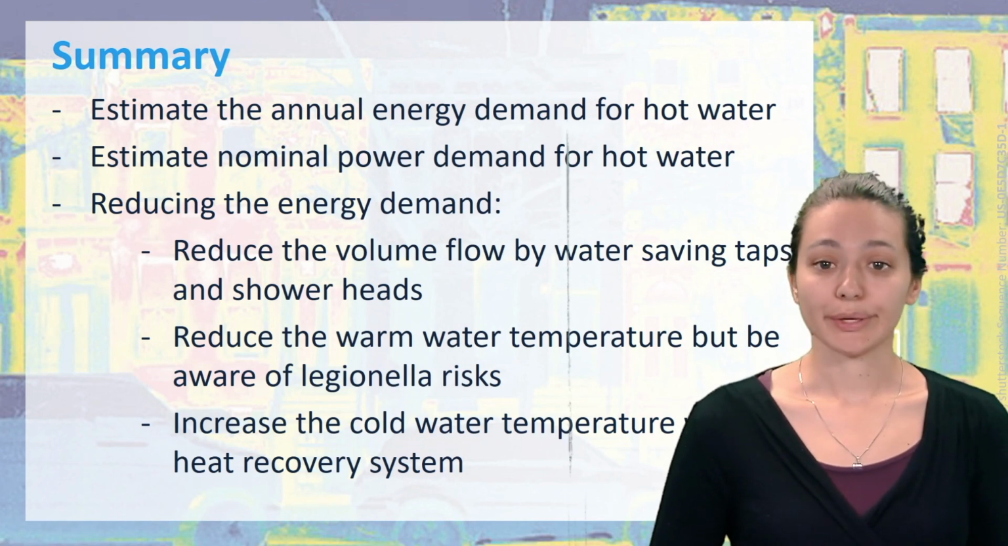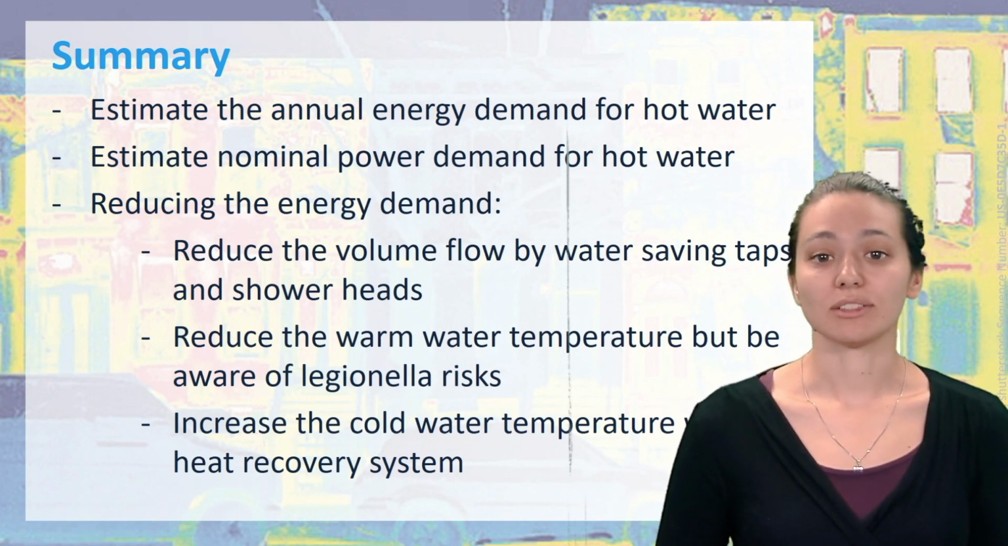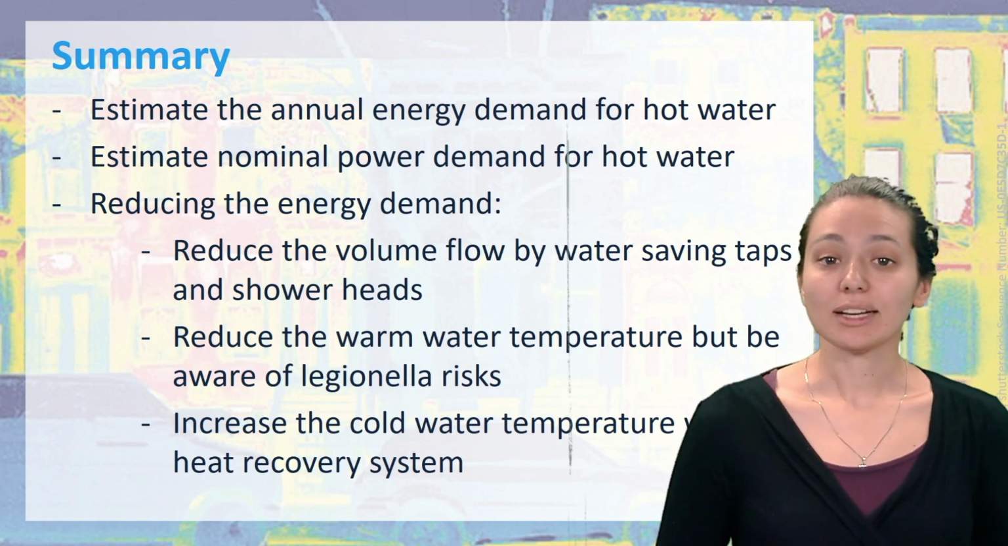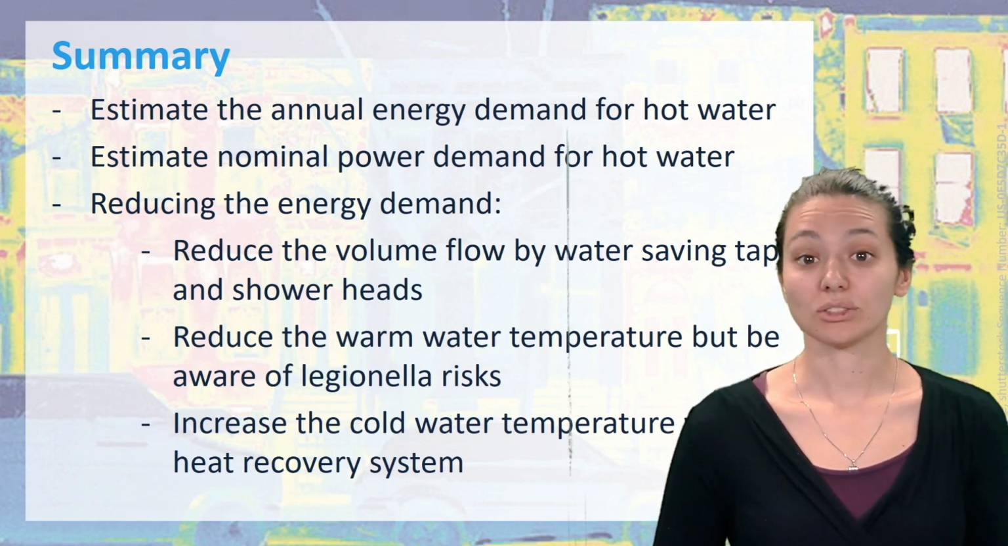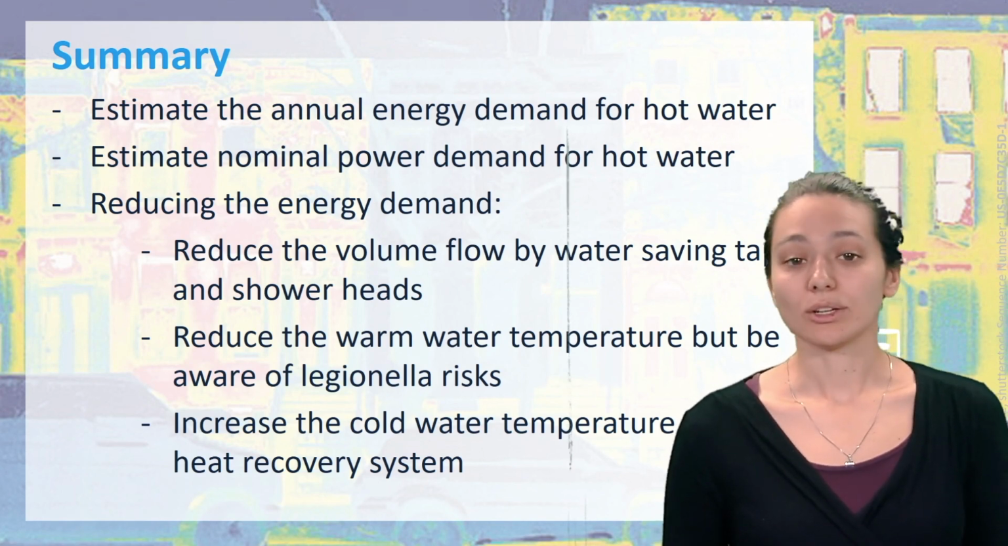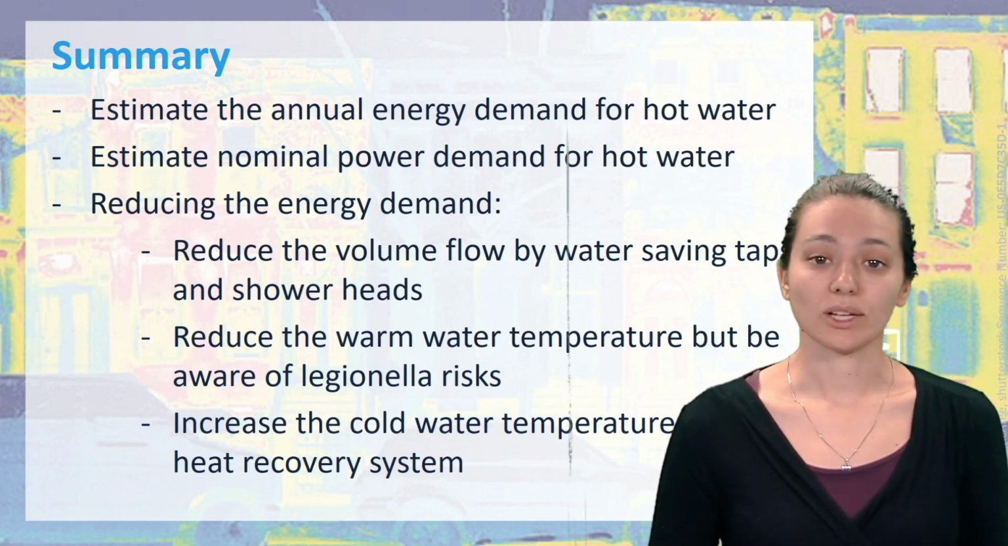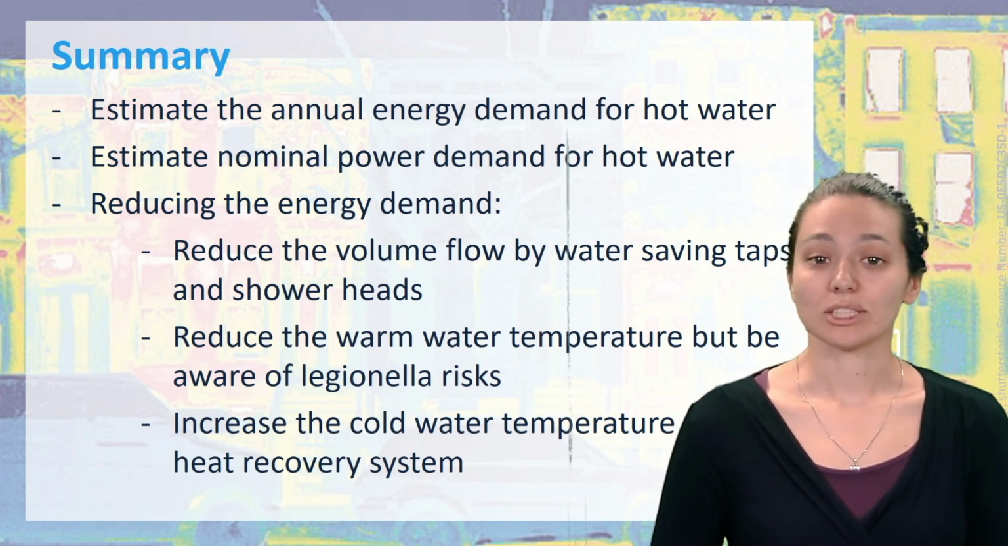One option is to lower the warm water temperature to 45 degrees Celsius and periodically increase the temperature to 60 to 65 degrees Celsius to kill the bacteria. And another option is to preheat the cold water by using a shower heat recovery system.